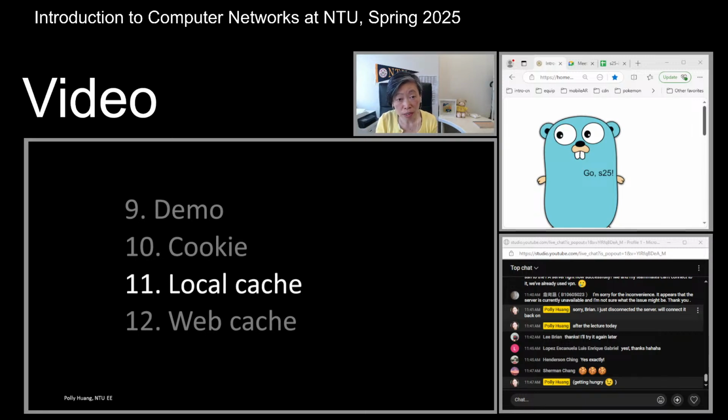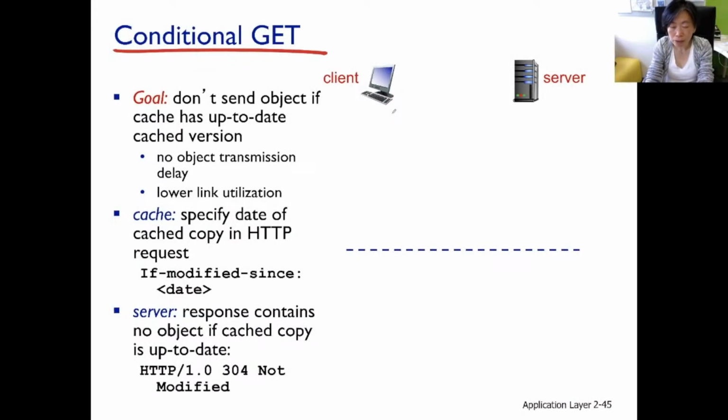So these two kinds of caches are there to shorten the response time, lower the traffic load, and also lower the server load. Let's start with the local cache because it's quite straightforward and it uses the if-modified-since header line. The next two topics are about reducing traffic between the server and the client, or reducing the delay of downloading a certain object. It's called caching.